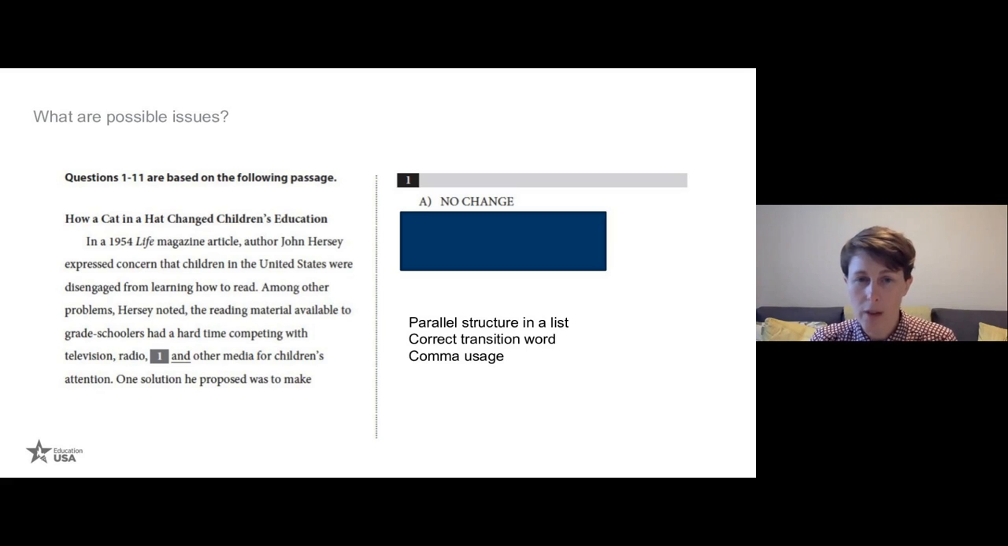Those are the things that you should be thinking of as your wheels turn. You could jot those things down if you want to, but you don't need to, because like I said, you don't have to have a strong prediction. You just have to start understanding what you might get tested on. It could be parallel structure in a list, that transition word or conjunction, as you mentioned, or comma usage potentially. All right, I'm gonna reveal, give you a few seconds to look it over, and then open the poll.